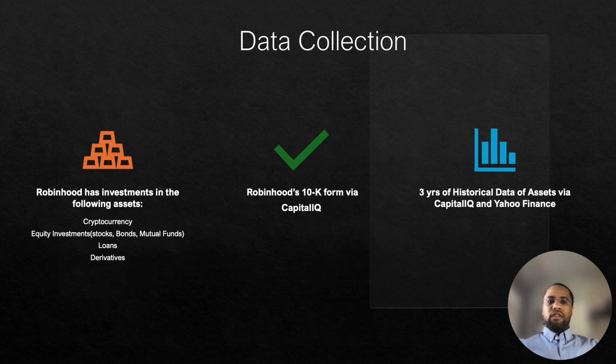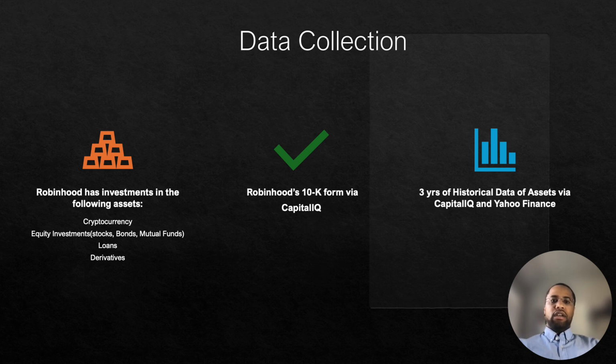Now that we have a clear understanding of Robinhood's portfolio, let's discuss the data collection process we followed. To assess the risk profile of Robinhood's investments, we gathered data from multiple sources. Firstly, we obtained information from Robinhood's 10K form, which is a comprehensive financial report that provides details about the company's investments. We utilized Capital IQ and Yahoo Finance, which are leading financial databases, to assess the information.